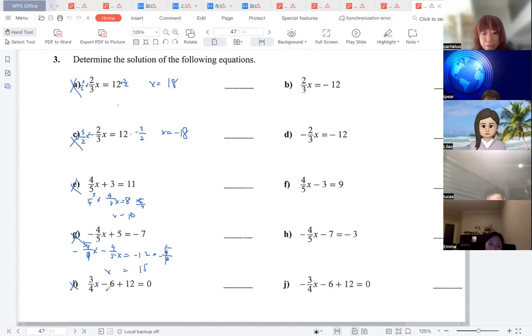Okay, next one, negative 6 and 12 equals positive 6, but when you move over, it's negative 6. So 3 over 4x equals negative 6, times 4 over 3, equals negative 8. So the answers are 18, negative 18, 10, 15, and negative 8. Let me see how many of you get it right.